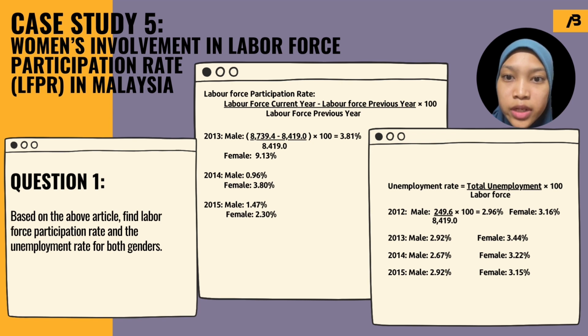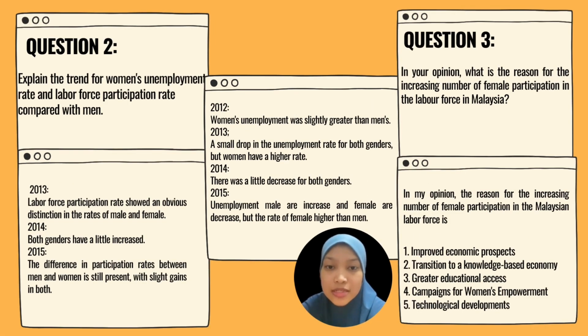And unemployment rate in 2012, male 2.96%, female 3.16%. 2013, male 2.92%, female 3.44%. 2014, male 2.67%, female 3.22%. 2015, male 2.92%, female 3.15%.